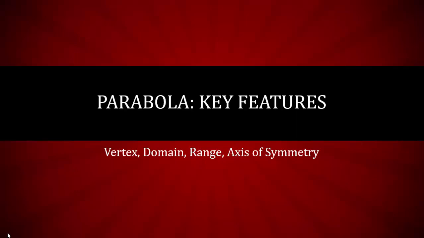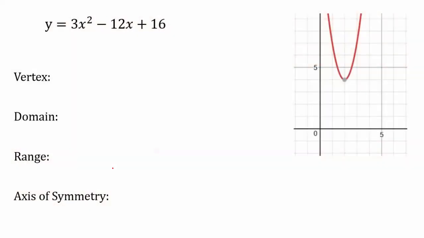In this video, we're going to talk about the key features of a parabola and how to identify them. This is the equation we're going to use, and what we're looking for is the vertex, the domain, the range, and the axis of symmetry. And I've given you this graph over here so that you can see that we won't always have a graph, and we can find these algebraically, but we can see that our graph will match up.